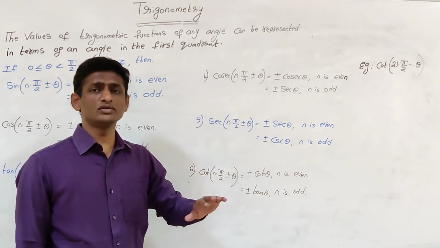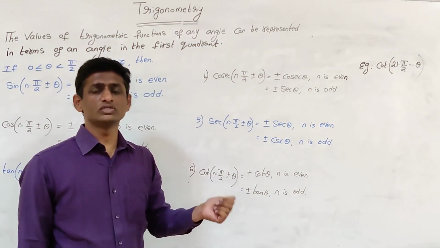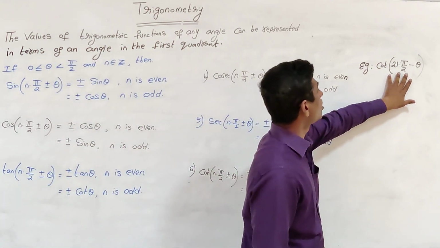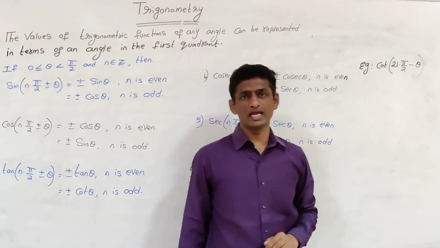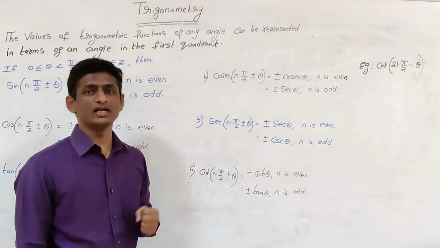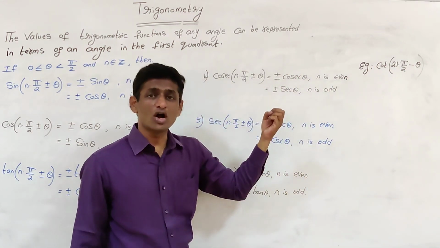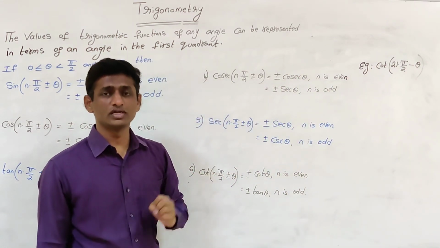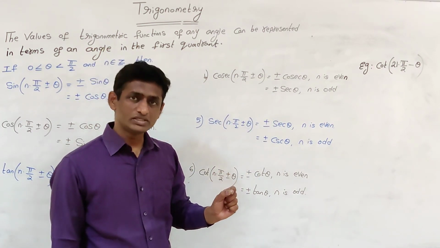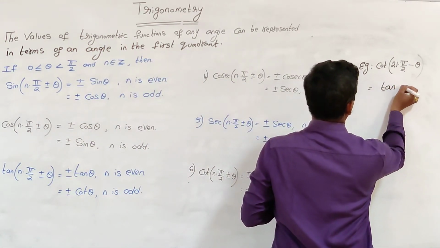Sine to cos, cos to sine, tan to cot, cot to tan, secant to cosecant, cosecant to secant. And one more thing is to identify in which quadrant this 21 times pi by 2 minus theta lies. Based on these two things, we find the value. Now 21 times pi by 2 is an odd multiple of pi by 2. That is the first thing. So if it is odd, the trigonometric ratio changes. That will be tan theta.